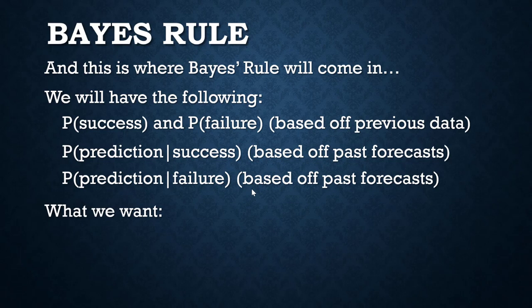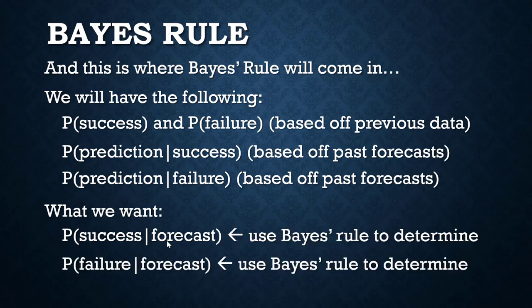Now what we really want is the opposite of that. Our forecaster is going to give us a forecast or prediction. From that, we want the odds of success based on that forecast, or the odds of failure based on that forecast. To get these odds, we're going to use Bayes' rule, because we need to flip the ordering of these two events. We want failure and success at the front instead of behind, and we want the forecast as the condition, instead of how the product or decision did, if that makes sense.